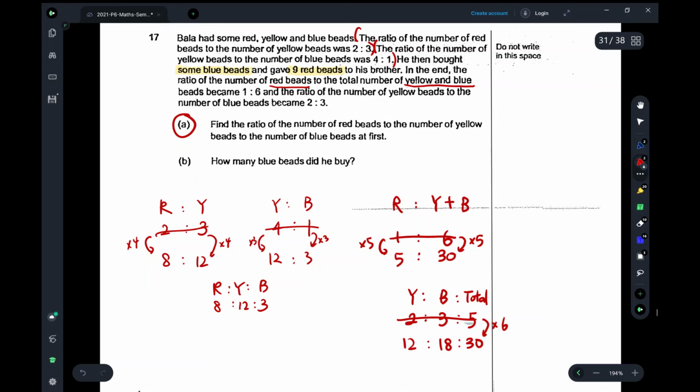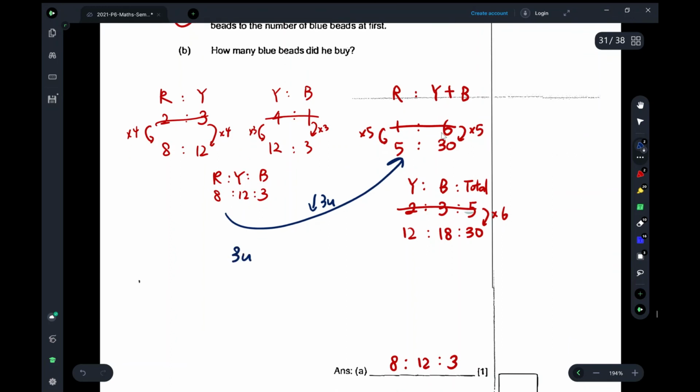And this is the number that they gave us. 9 red bits to his brother. So let's look at the red bits. At first, there were 8 red bits. In the end, there were 5 red bits. There's a decrease of 3 units. Why? It's because 9 red bits was given to the brother. So we know that 3 units is equal to 9 bits. 1 unit is 3 bits.